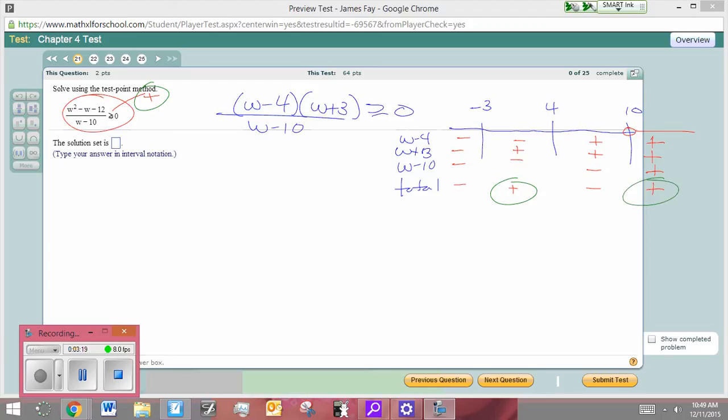And we can be greater than or equal to, so equal to at 3, negative 3, equal to at 4, can't be equal at 10 because that's the denominator. So graphically those are the answers. I'm going to write that as negative 3 to 4, union 10 to infinity.